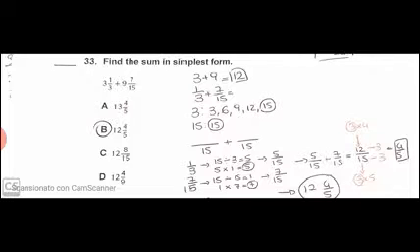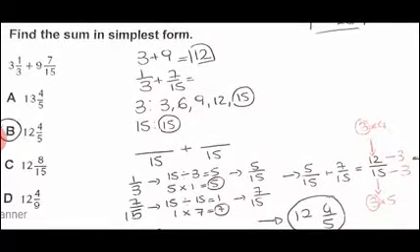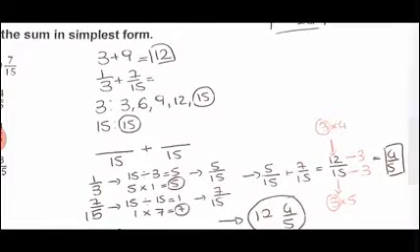So 1 over 3, if we make the division 15 divided by 3 equal 5, 5 times 1 equal 5. The second fraction, 7 over 15, we make 15 divided by 15, 1 times 7 equals 7. So the second fraction remains the same. We make the sum, so we have 5 plus 7 equal 12 over 15.